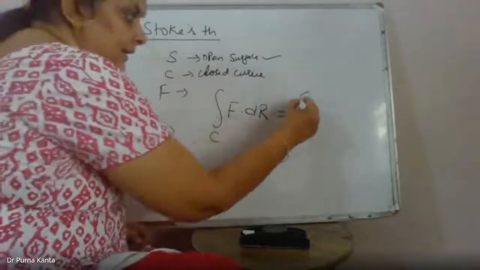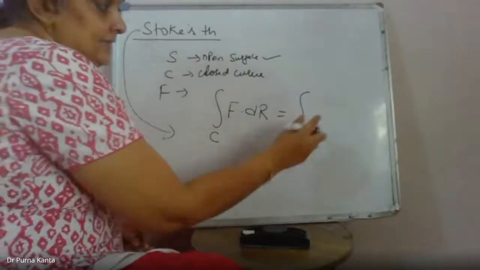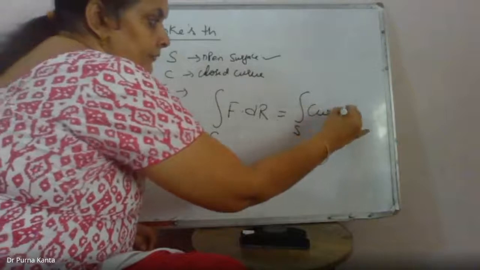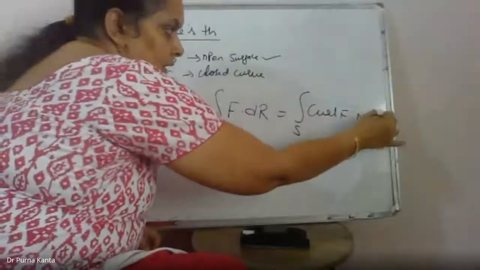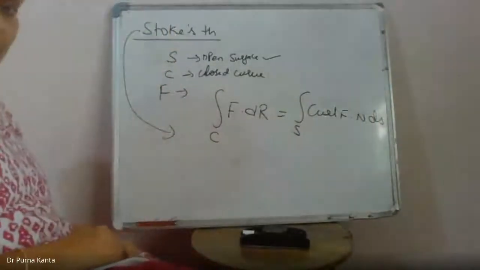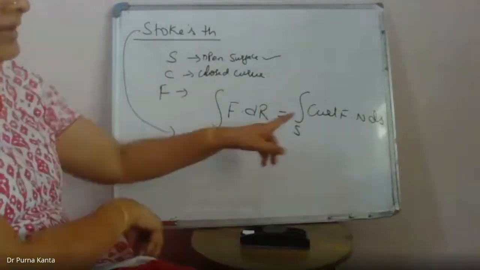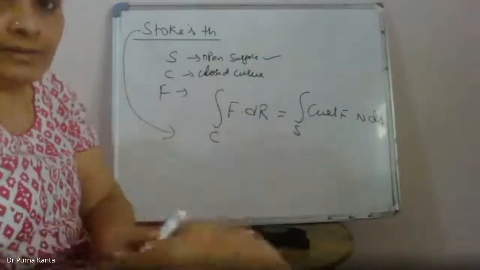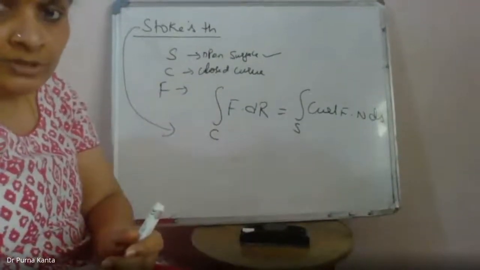is equal to the surface integral over S of curl f dot n ds. We know what the value of curl f is. If a vector is given, we know how to calculate curl f, which is again a vector function. That function is dot product with n.